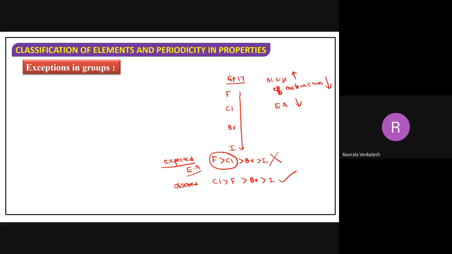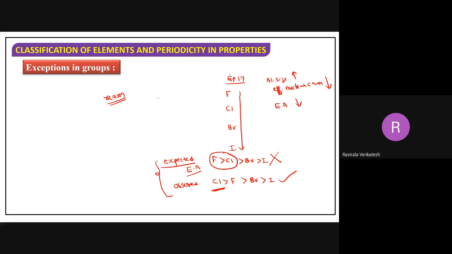Actually, fluorine should have high electron affinity. But which is having more electron affinity? Chlorine is having more electron affinity, isn't it? This thing is very, very important. Now let me see what is the reason behind this one. All of you please note down this one. Let me see the reason actually. What is the reason behind this one?